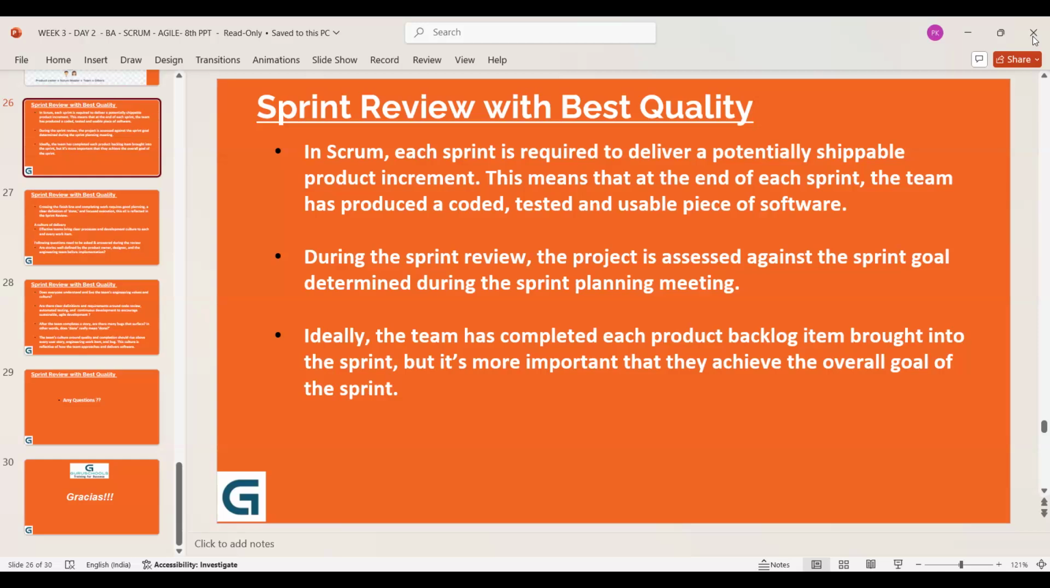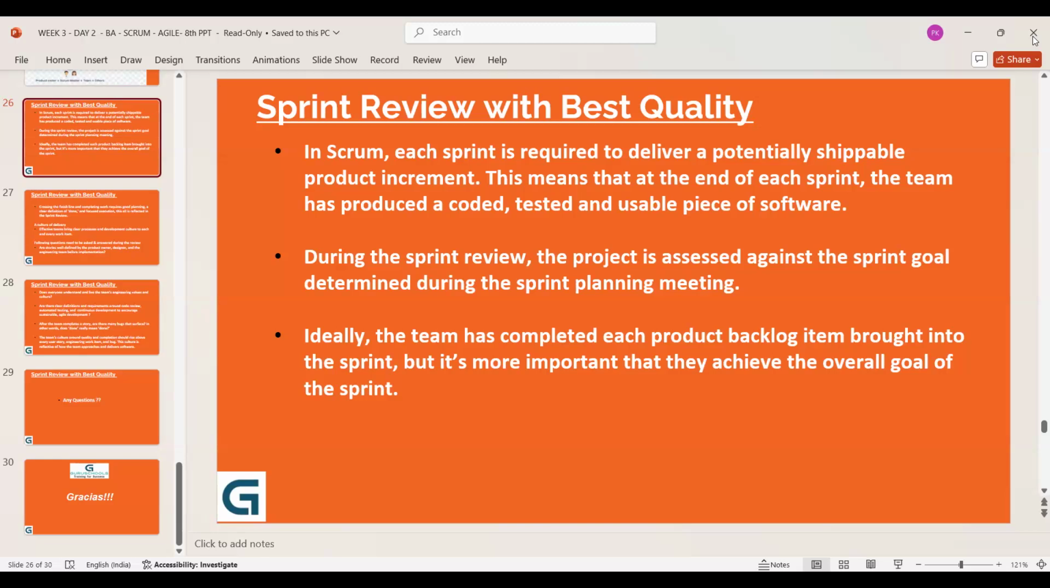Next person, third point. Ideally, the team has completed each product backlog item brought into the sprint, but it's more important that they achieve the overall goal of the sprint. Thank you so much.